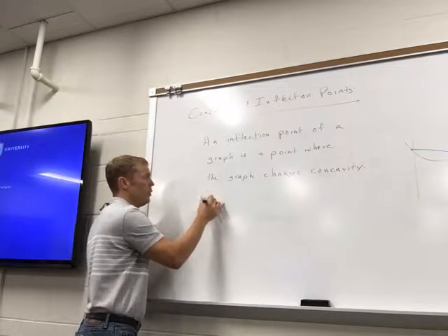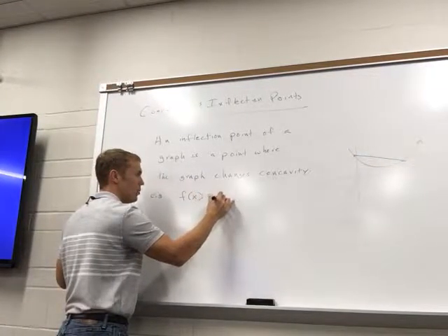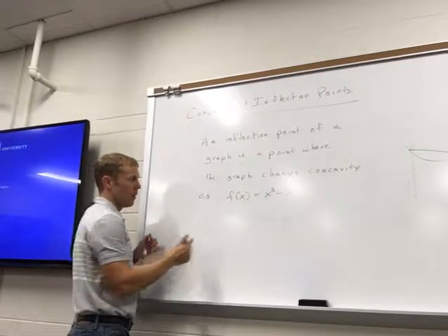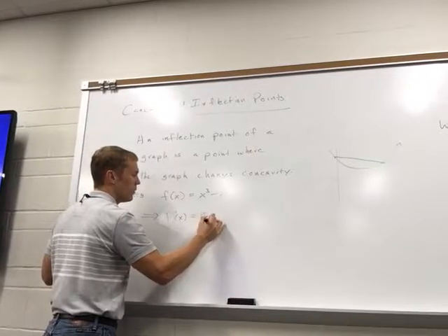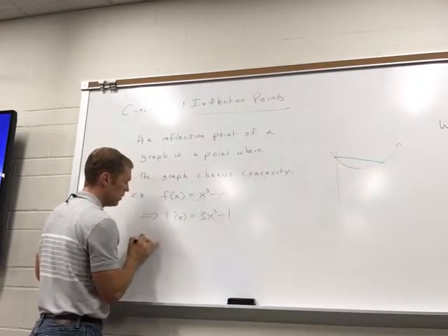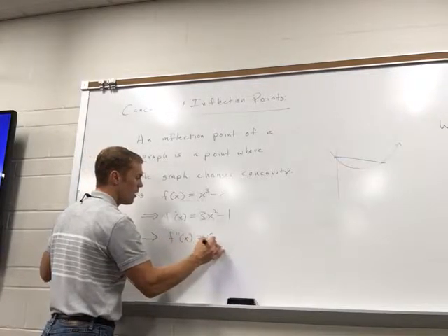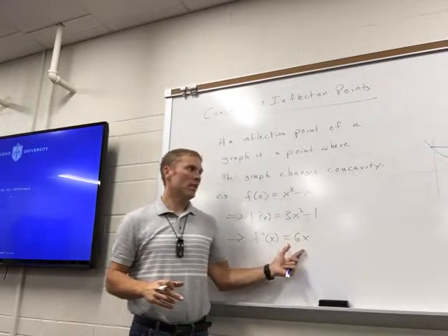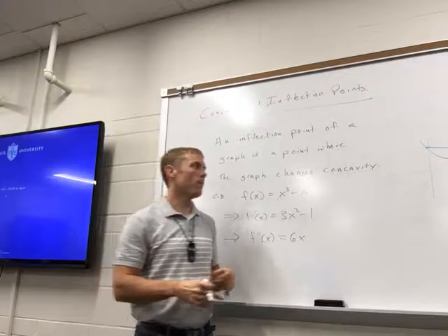As a quick example, a function we looked at quite a few times now, f of x equals x cubed minus x. This implies that the derivative is 3x squared minus 1. And the second derivative is simply 6x. So when this function is positive, it's concave up. If this function is negative, it's concave down.